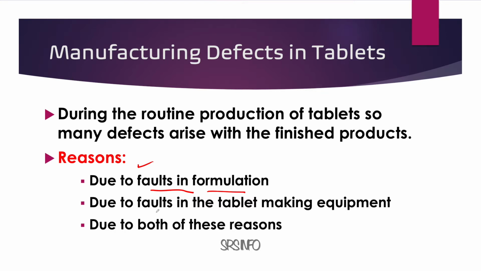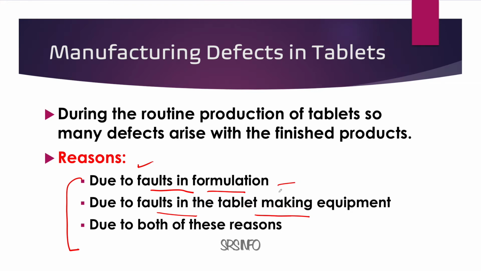And the second one, it may be due to a fault in the tablet making equipment. If the equipments are not in proper condition, it may lead to defective production of tablets. And the third reason is the combination of both of these faults. That is, we are making tablets with worn out equipment by using defective or degraded formulations. It may lead to manufacturing defects of tablets.